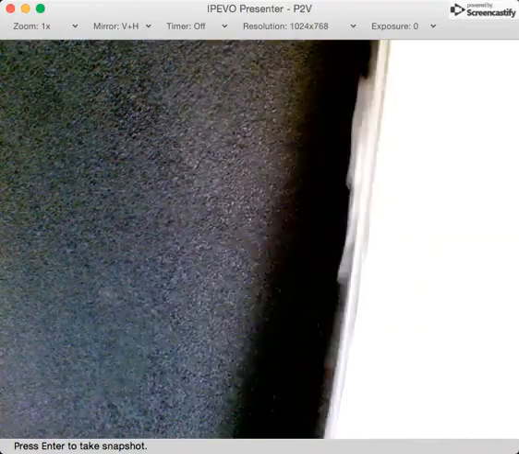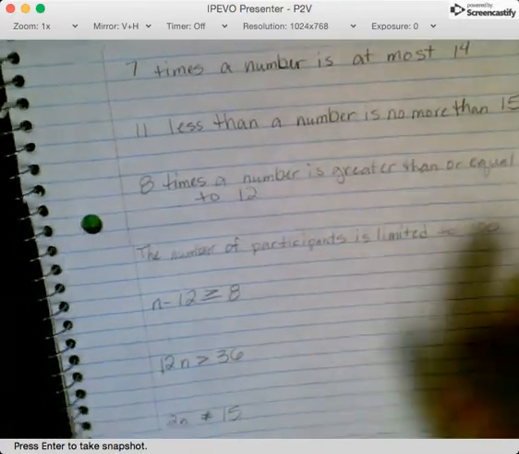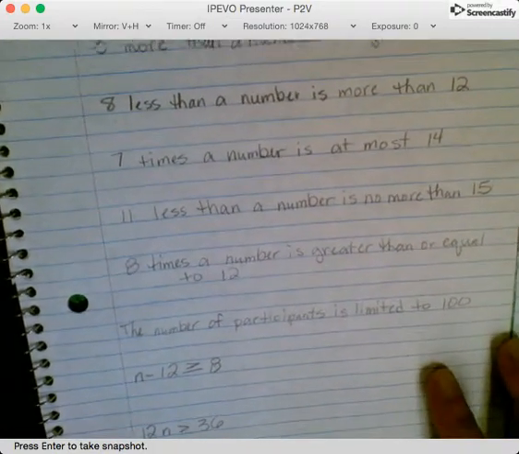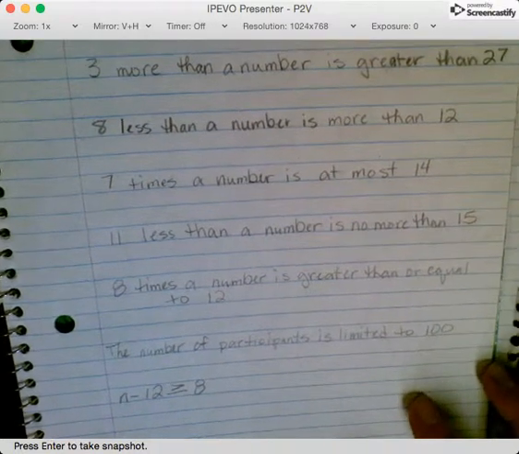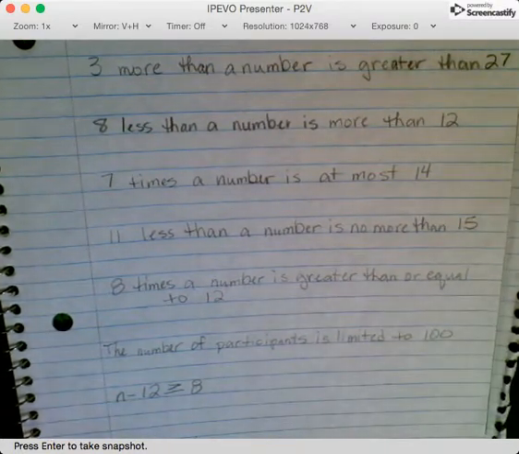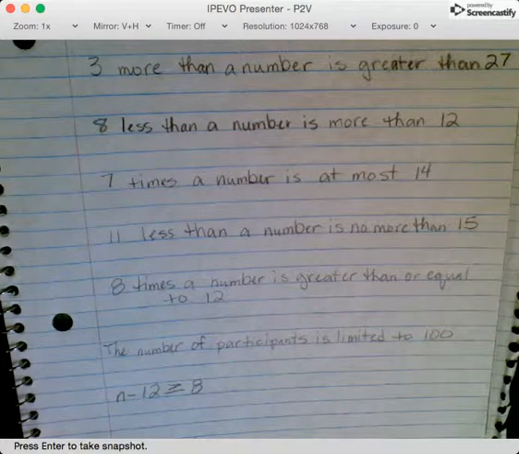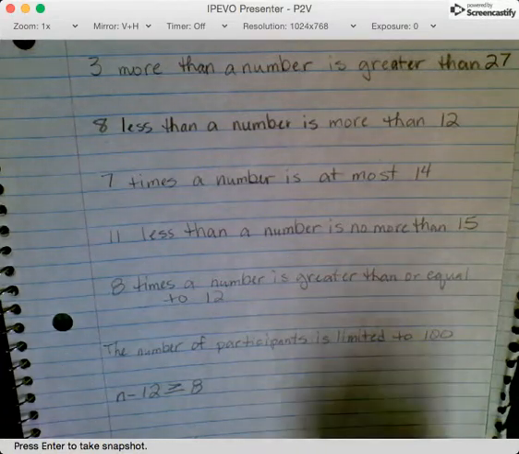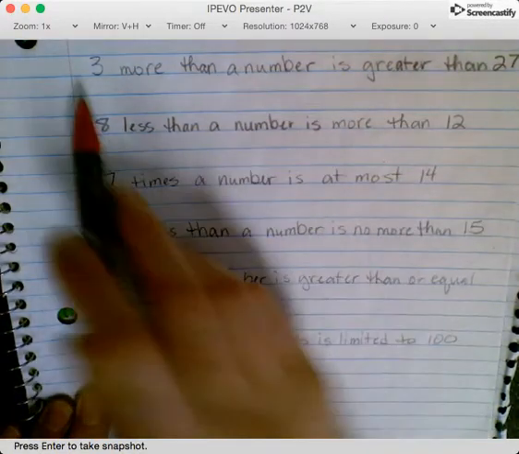Now we're going to take that and use those indicators to help us decide how to write from words into an inequality. So you'll see on my paper here, I have several different inequalities written in words, and we need to translate those into numbers and symbols. So the first thing I'm going to do is look at the numbers and the keywords.